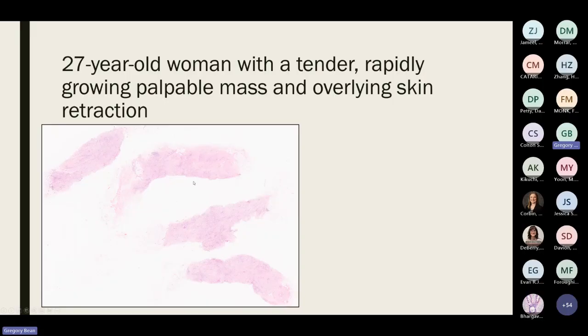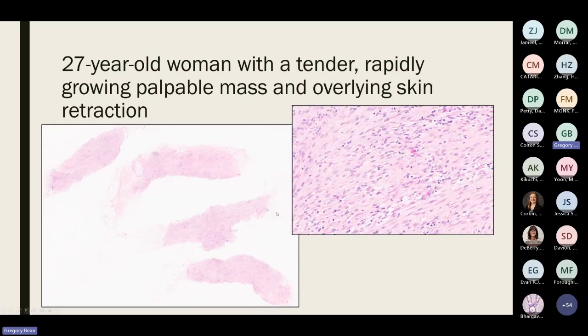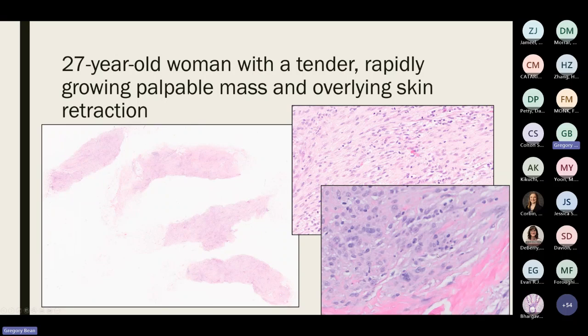Next case is a 27-year-old woman with a tender, rapidly growing palpable mass and overlying skin retraction. Here's the core biopsy. On more medium power, it's a cellular lesion, but when you look carefully, the cells are not that atypical. Maybe you see some extravasated RBCs. You do find some mitotic activity.